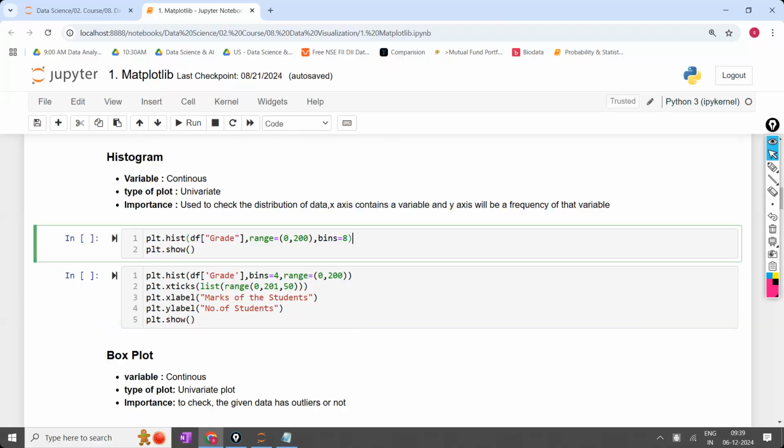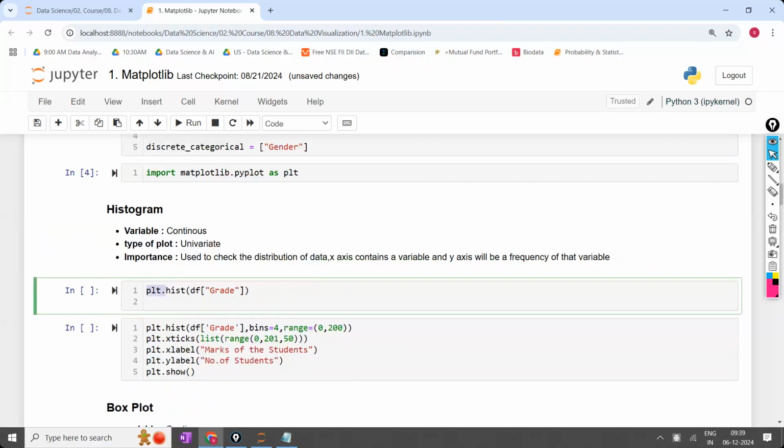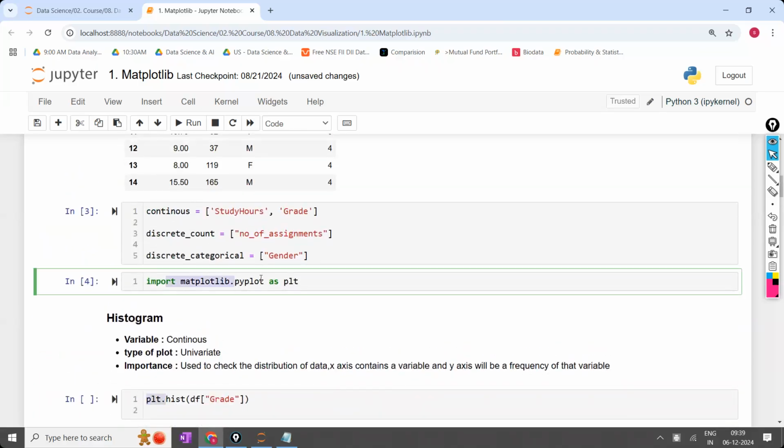Right? So here I'm going to consider the grade column, df of grade. plt.hist is the function. Within the plt, what is plt? I have imported matplotlib.pyplot as plt. So matplotlib, okay. What is matplotlib first? Mat means mathematical. Plot means plotting. Lib means library. Mathematical plotting library.